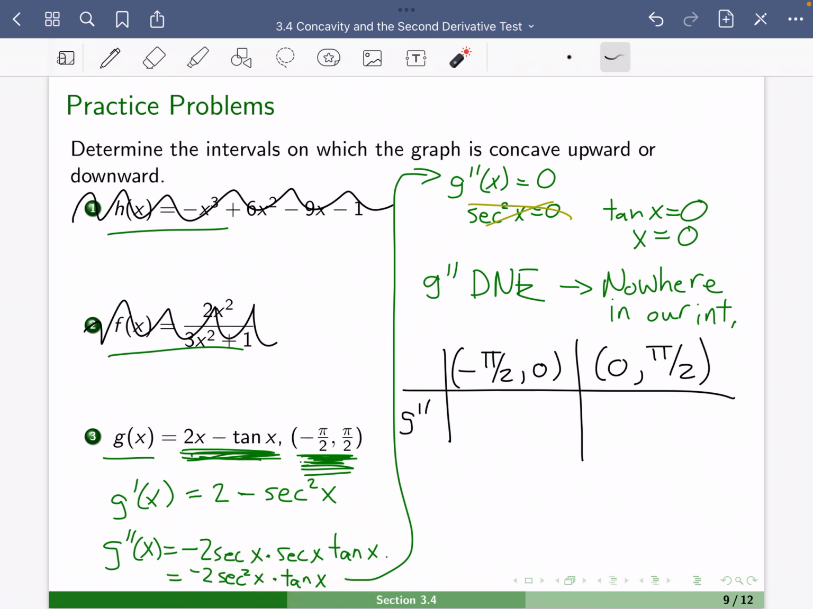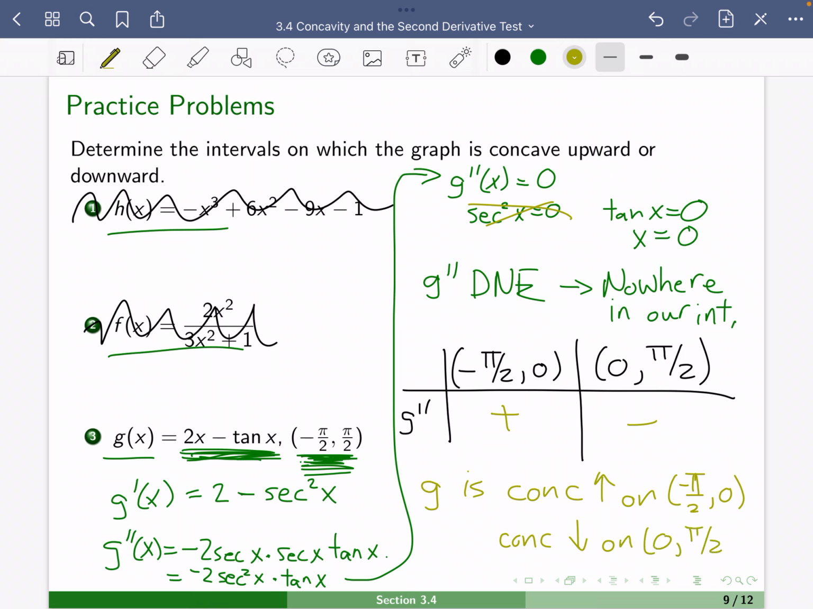Whenever we take the secant stuff and square it, that will be positive. Tangent of negative pi over 4 is negative. But then multiply that by that negative out front, and we're going to get a positive here. If we plug in positive pi over 4, we will get a negative as an output for our second derivative. So g is concave up on the interval from negative pi over 2 to 0, and it is concave down on 0 to pi over 2.